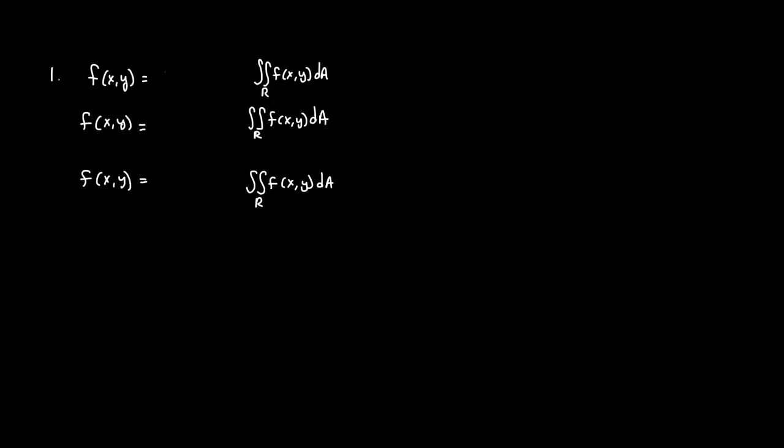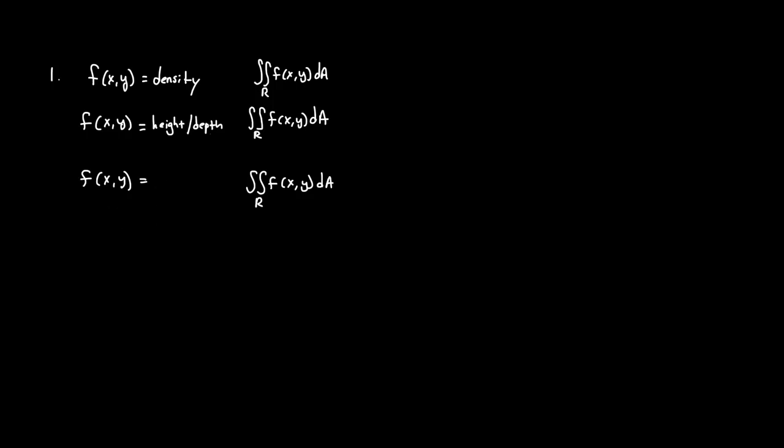Suppose that f of xy represented the density of some plate, let's say, this is the density at some point xy, then the double integral would give us one meaning. Suppose that f of xy gave us the height of a mountain, or the altitude, or perhaps the depth of a lake. Well, then the double integral would give us a different meaning. And I'm going to leave this last one blank here intentionally just for a moment.